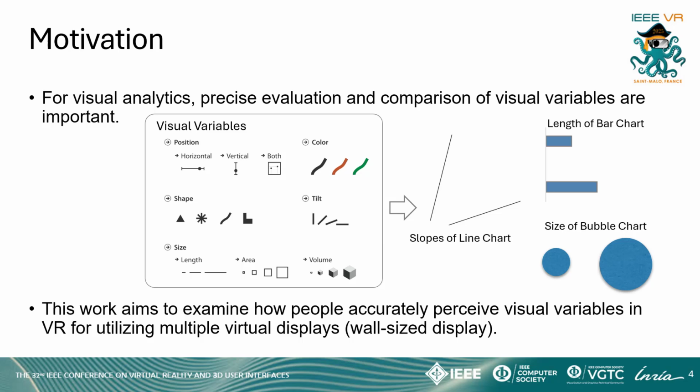To perform visual analytic tasks using immersive technologies, precise evaluation and comparison of visual elements are important because data is represented in graphical forms. For example, visual elements include lengths, area, and angles, and they are used in visualizations to represent data values like bar chart, bubble chart, and line chart.